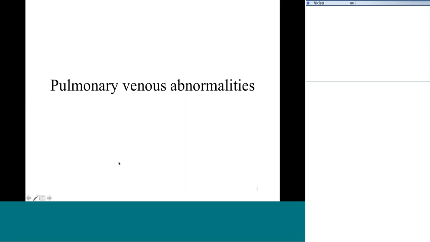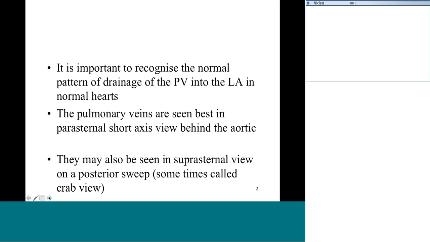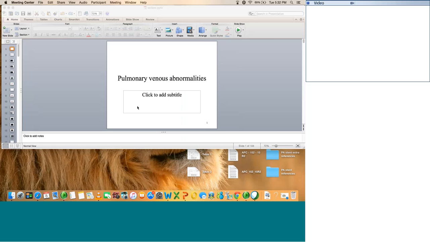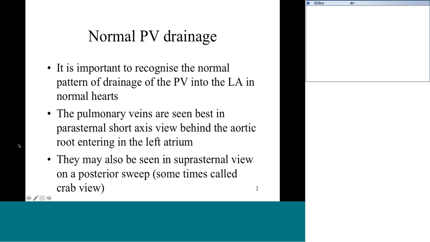Today we will be discussing the pulmonary venous abnormalities. The importance of these pulmonary venous abnormalities is that it is one of the common diagnoses to be missed. And second, most of the diseases are quite serious; if we don't correct them, they will end up in substantial morbidity.